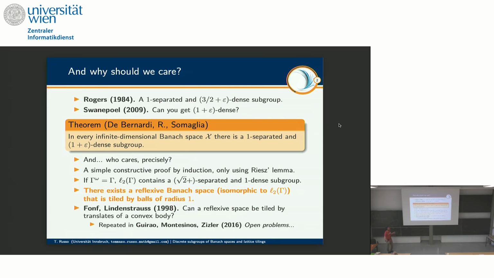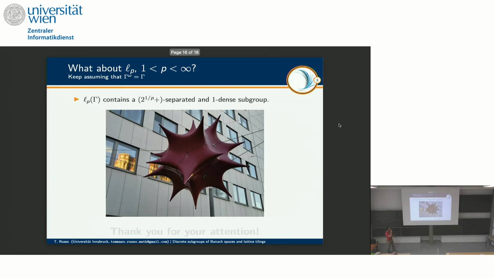what happens if instead of L2 I take LP? Nothing changes. I still have disjointly supported vectors, which give me, instead of square root of 2, 2 to the 1 over p. No one is surprised here. So in LP, I get 2 to the 1 over p separated in a dense set. Nothing changes. What does change is that I don't have orthogonality. So I don't know that this body is convex.